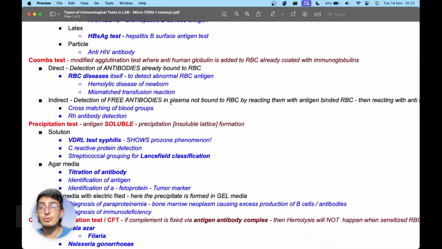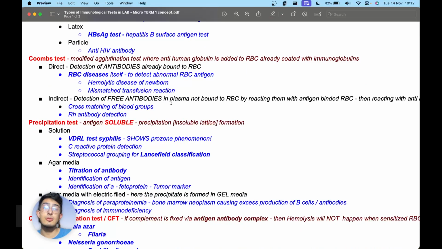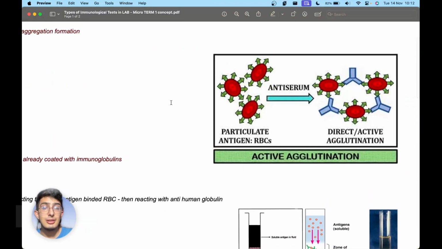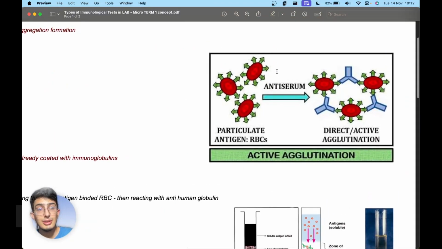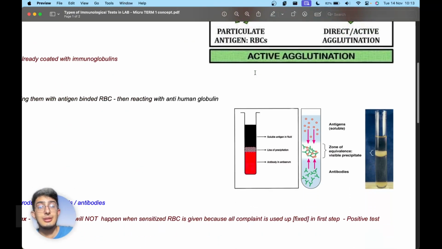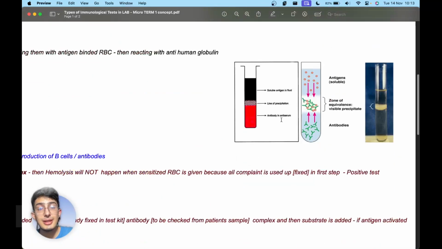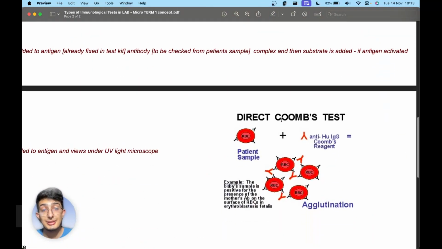Now let's go towards the Coombs test. So the Coombs test is nothing but a modification of the agglutination test. So what is the Coombs test? In agglutination, what we were doing was adding antibodies to detect the antigens on the cell, right? But in the Coombs test, we are not detecting antigens. We are detecting antigen-antibody complexes, right?